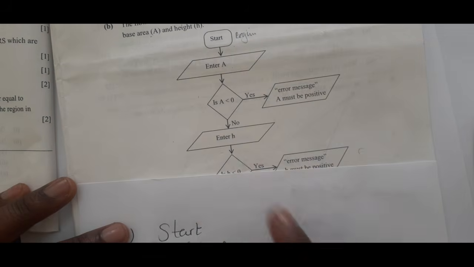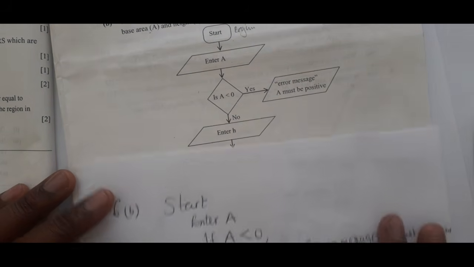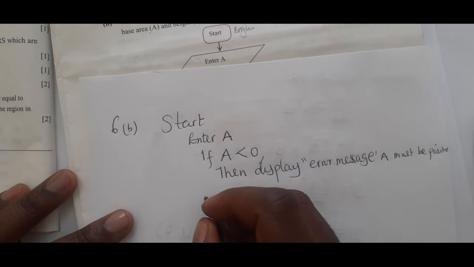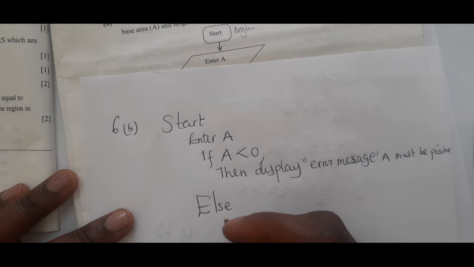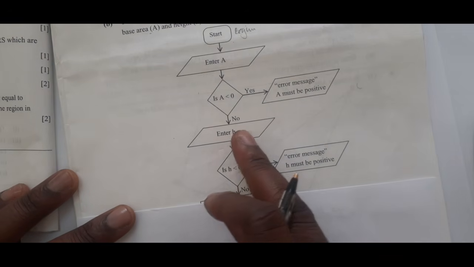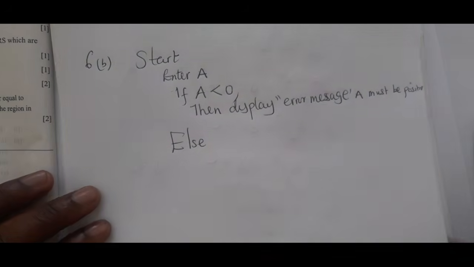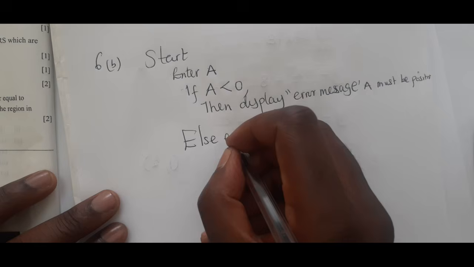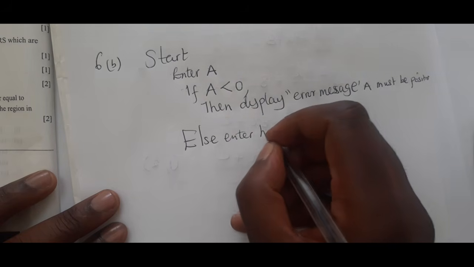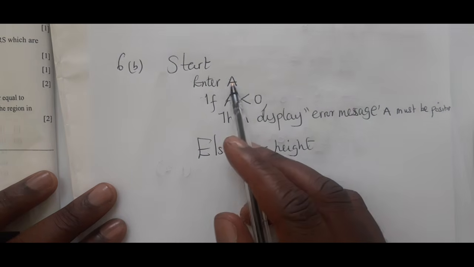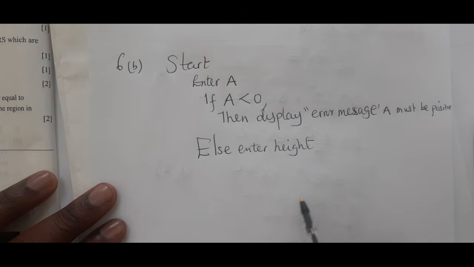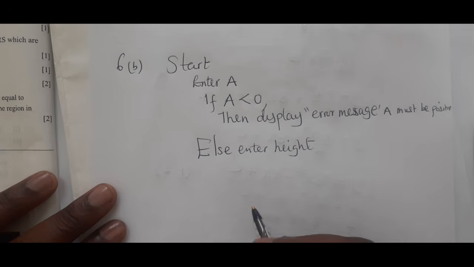Then, if this is not the case, we are going to say now, else. Okay? Else, what is the next thing? Enter height, okay? So we're going to say else, enter height or h. Even this one I said you can write it like enter base area there, okay?